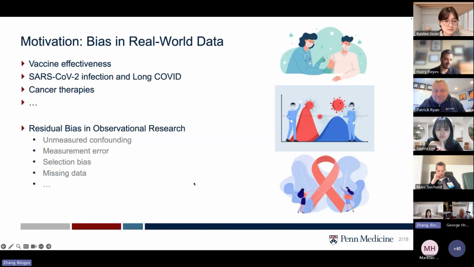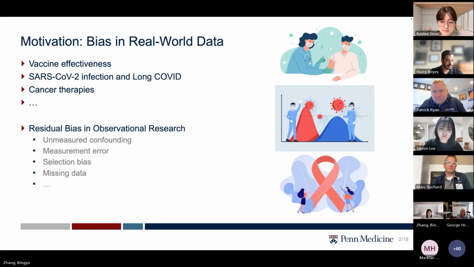So we know real-world data is very important in evaluating the effectiveness and safety of medical interventions. We see this in many domains like vaccine effectiveness, SARS-CoV-2 infection, long COVID, cancer therapies, and others. But unlike randomized controlled trials, observational studies are always vulnerable to residual bias, including unmeasured confounding, misclassified exposure and outcomes, selection bias, and missing data. So even after propensity score or other adjustments, this residual bias can still often remain.